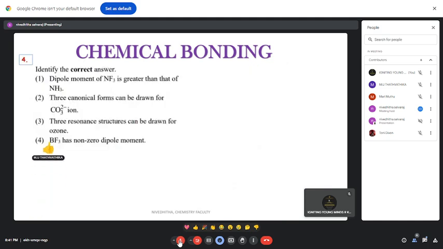Next question. Identify the correct statement among the following. The first statement is the dipole moment of NF3 is greater than that of NH3. Second statement is three canonical forms can be drawn for the carbonate ion, CO3 2 minus. Option 3, three resonance structures can be drawn for ozone. Option D, BF3 has non-zero dipole moment. Among these statements, we have to find the correct statement.